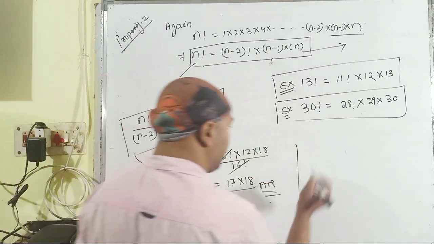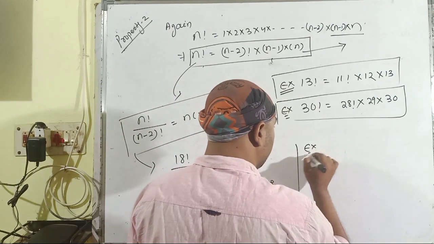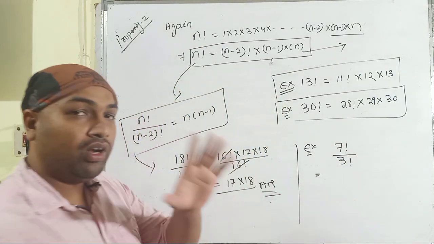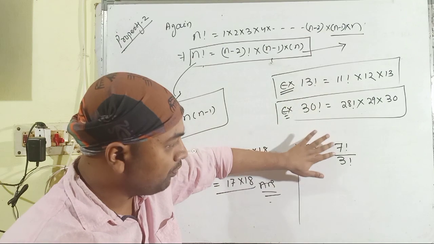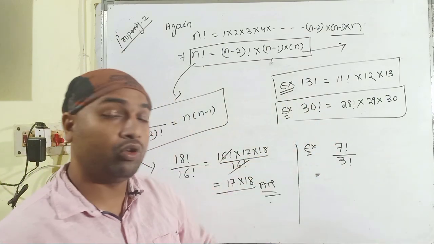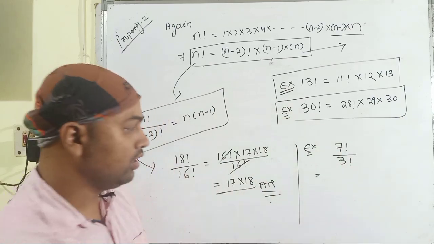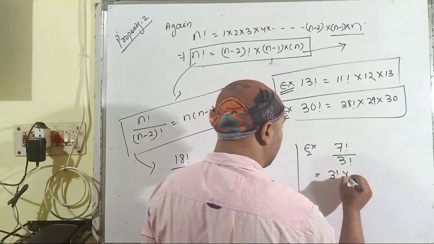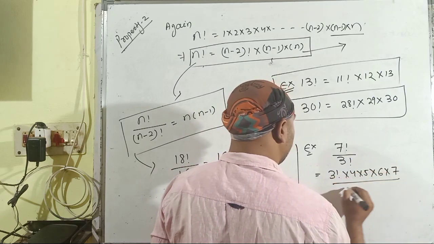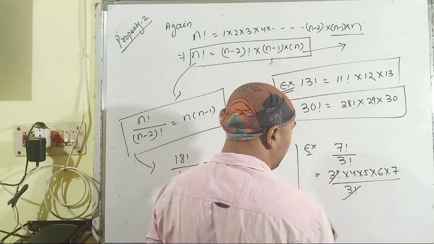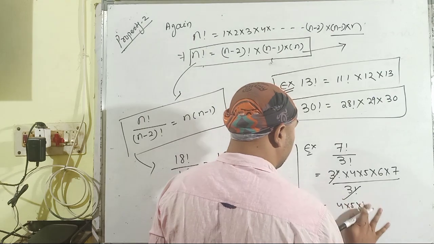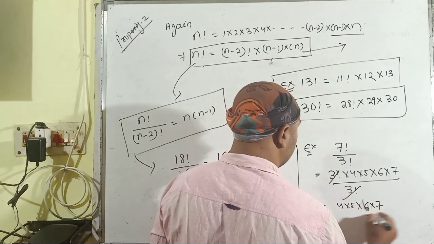If suppose the problem is like this, 7 factorial divided by 3 factorial, then first of all we have to choose the greatest number. Out of 7 and 3, 7 is the greatest number. Then we have to convert 7 factorial in terms of 3 factorial. So it will be 3 factorial multiplied with 4 multiplied with 5 multiplied with 6 multiplied with 7 divided by 3 factorial. Then cancelling both of the common parts, we have 4 multiplied with 5 multiplied with 6 multiplied with 7, and this is your final answer.